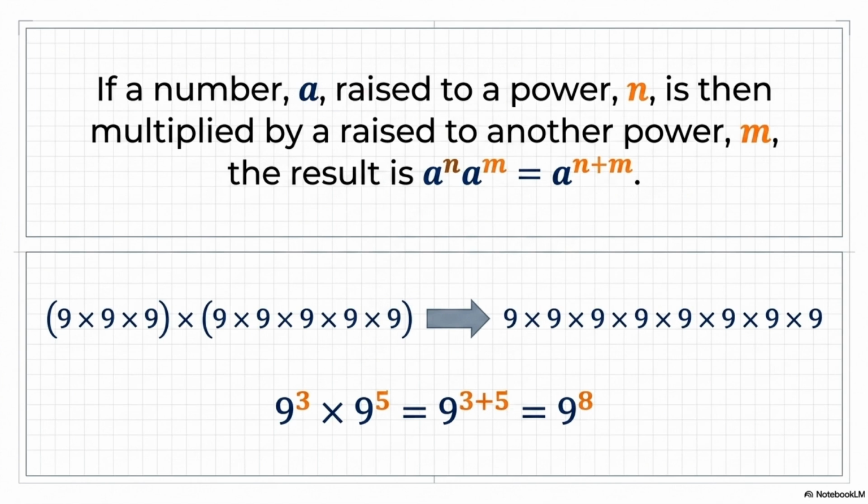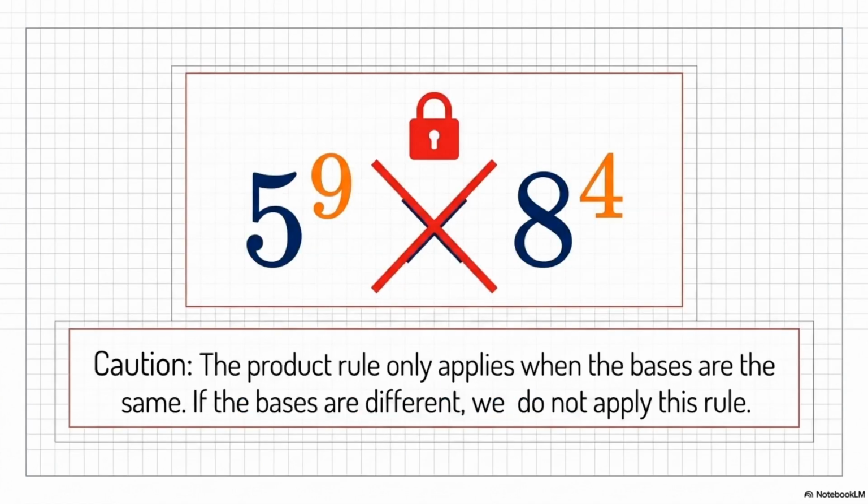It feels suspicious. Yeah. As a student trying to break the system here, I want to test the limits of this product rule. Bring it on. What if the equation is messier? Like, can I use this adding trick to simplify 5 to the 9th power multiplied by 8 to the 4th power? Okay, I have to throw up a massive stop sign right there. I know it. The textbook actually places a giant caution checkpoint in the chapter for this exact scenario. The product rule only functions when the bases are completely identical.